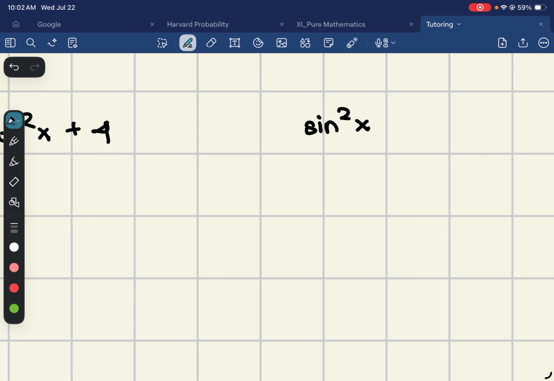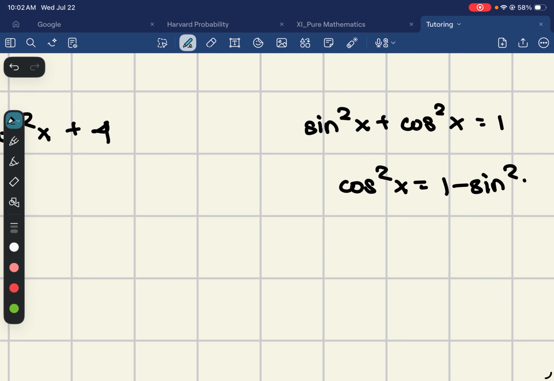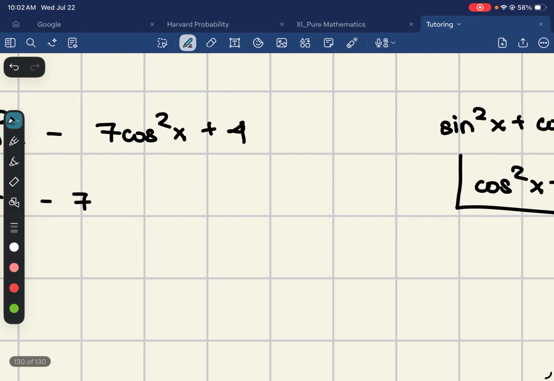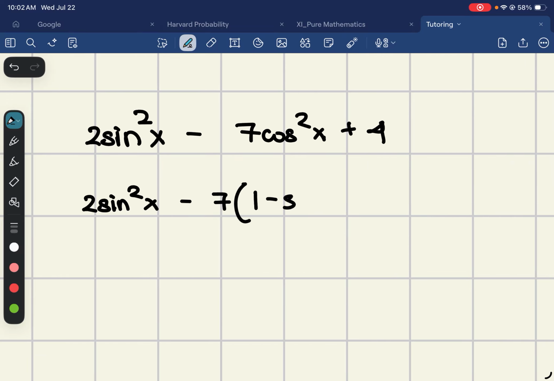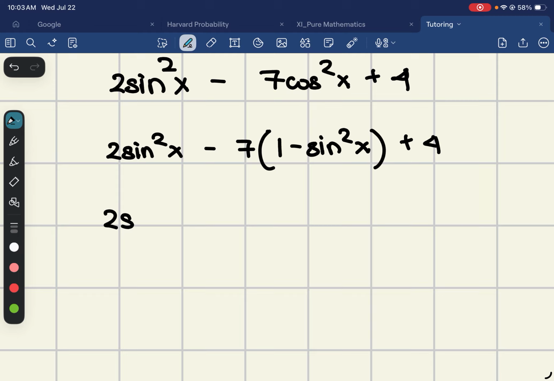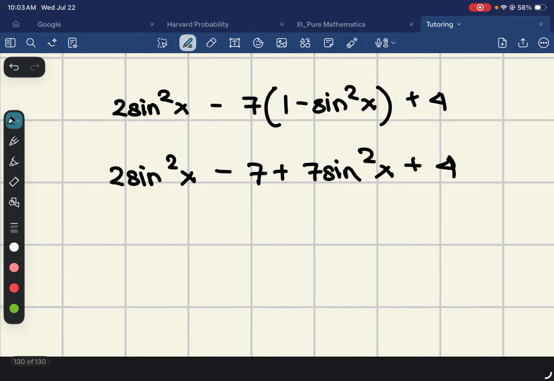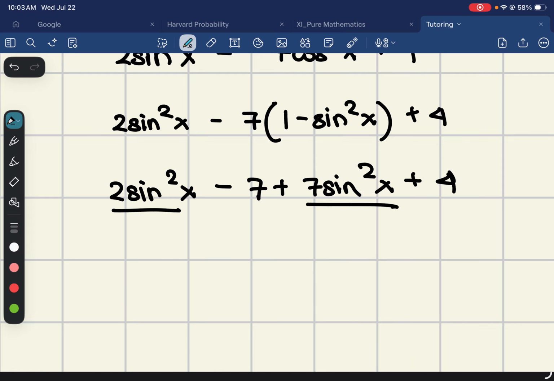Remember, sine squared x plus cos squared x is equal to 1. So cos squared x is going to be 1 minus sine squared x. And I am sometimes going to substitute this directly. So 7 times (1 minus sine squared x) plus 4. Now let's simplify further. We have 2 sine squared x minus 7 plus 7 sine squared x plus 4. And if you combine 2 sine squared x plus 7 sine squared x, that is 9 sine squared x. And minus 7 plus 4 is minus 3.